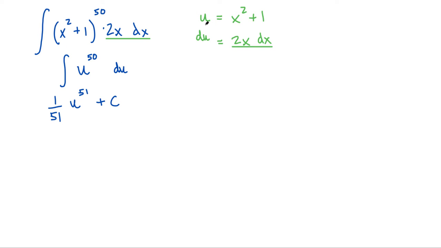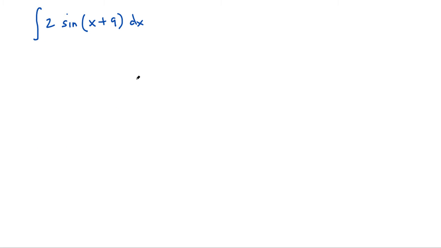Now that we have this, let's substitute the expression for u back into the result, because originally we were given an expression containing x. Let's make the expression we end up with in terms of x. So this becomes 1 over 51 times x squared plus 1 to the power 51 plus c. Let's try another one now.